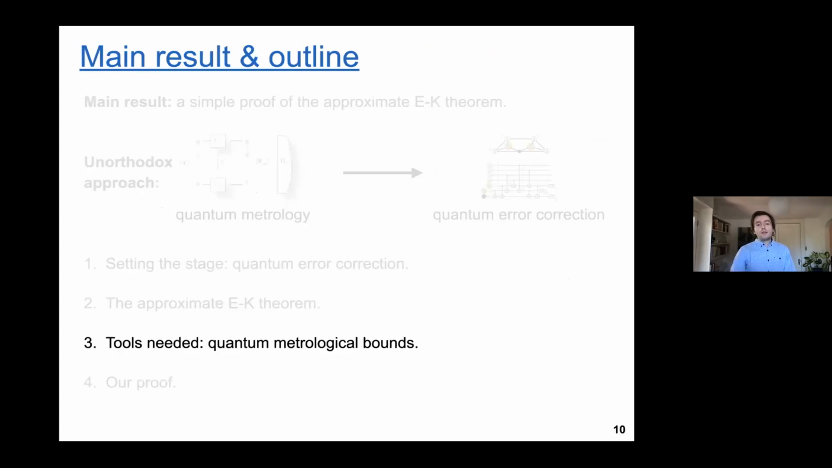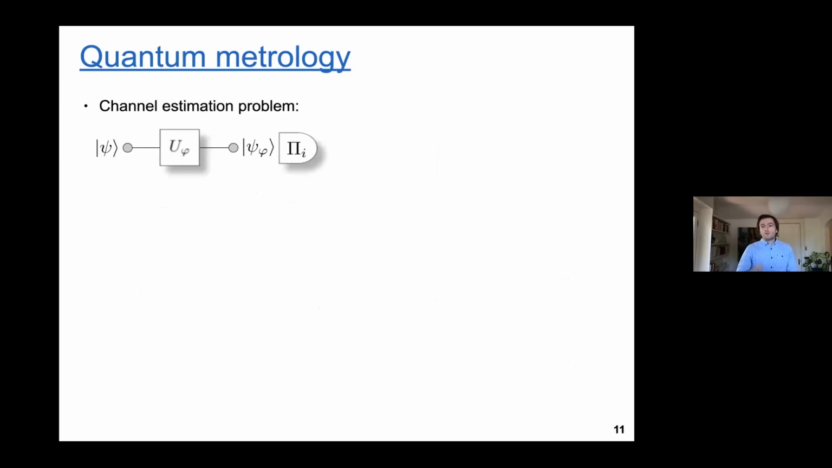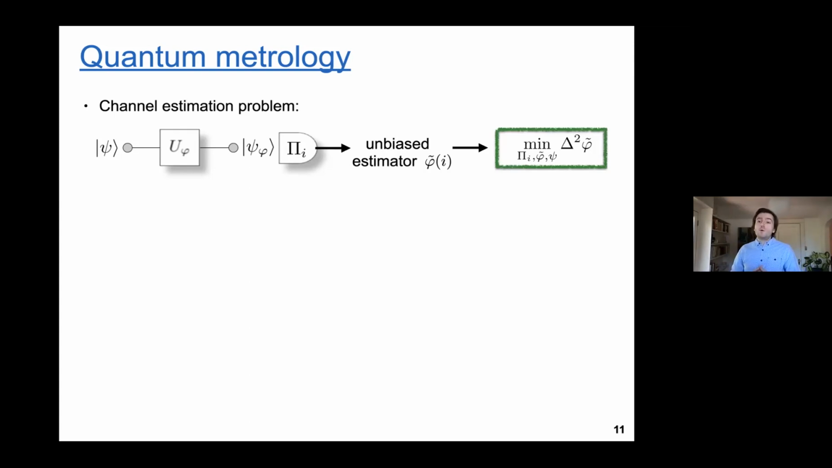Okay, so now I need to tell you a bit about the tools needed. In quantum metrology, one of the most fundamental problems is a channel estimation problem. So we have some channel which depends on the parameter phi. We can input any state into the channel. We can perform any measurement of the output of this channel. And now what we want to do is find some unbiased estimator which allows us to estimate the parameter phi, and we want to minimize the variance of this estimator.